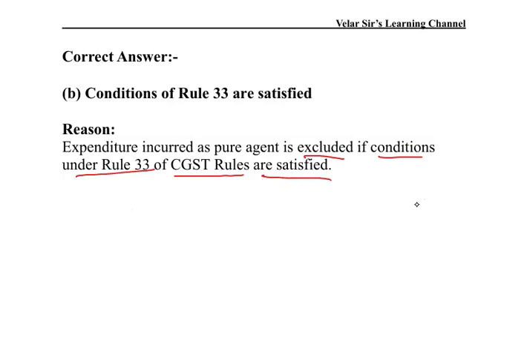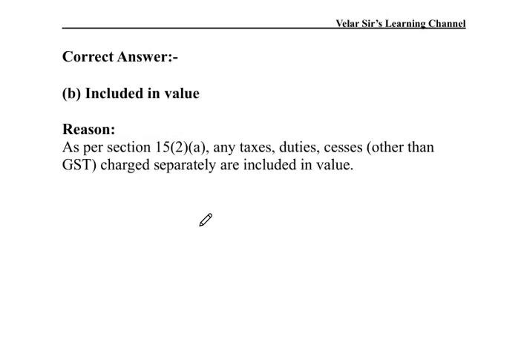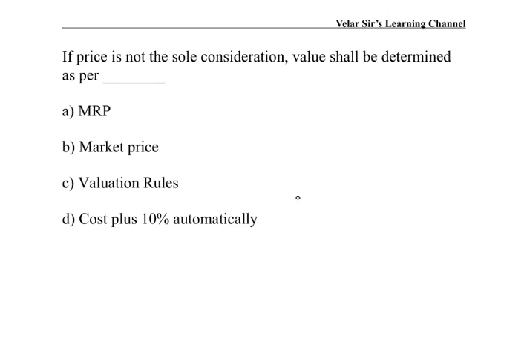Okay. The next MCQ. Taxes other than GST charged separately by supplier shall be dash. Options given are: excluded, second option included in the value, third option ignored, fourth option taxed separately. The correct answer will be included in value. The reason is given as per section 15 subsection 2a, any taxes, duties, cess other than GST charged separately or included in value.